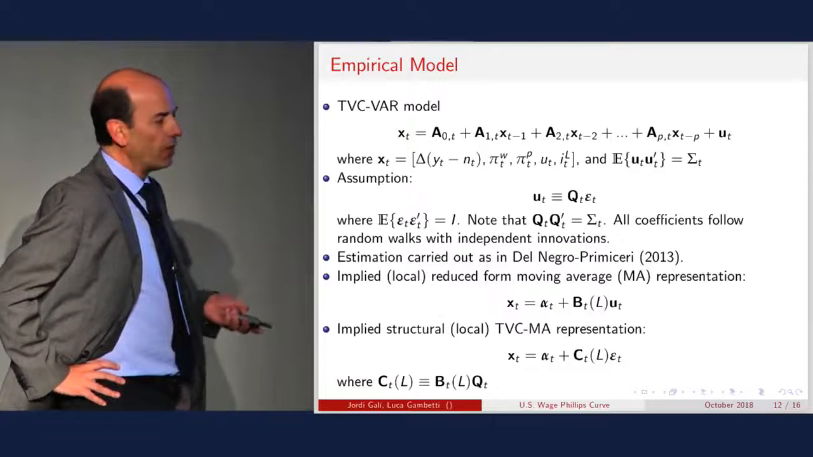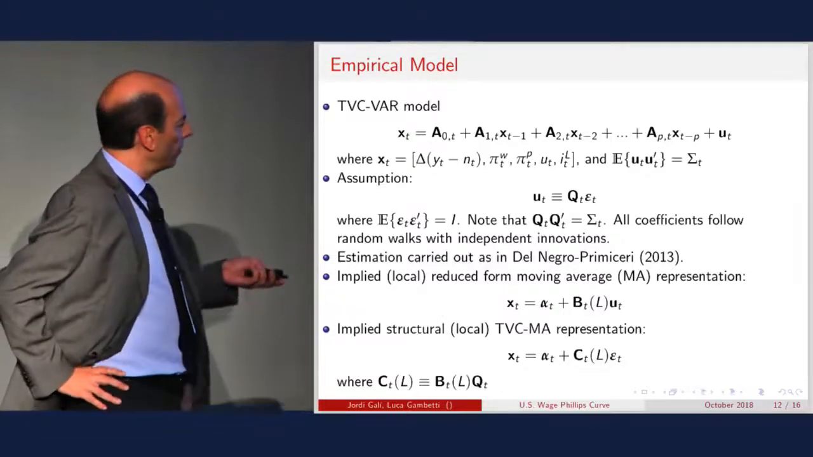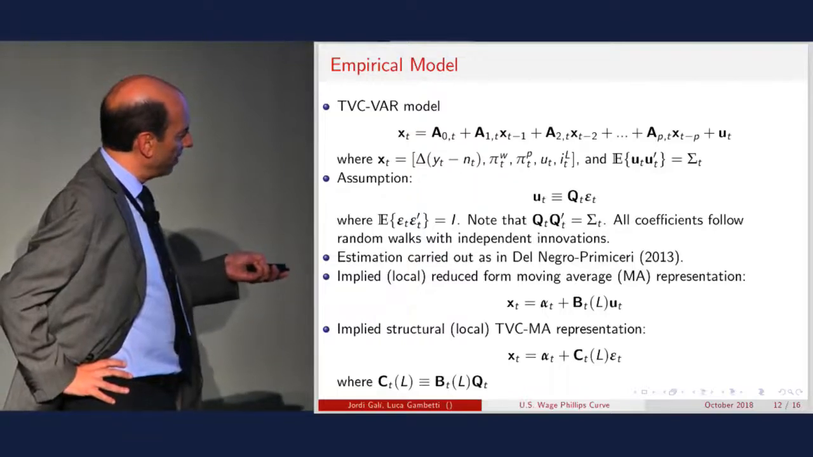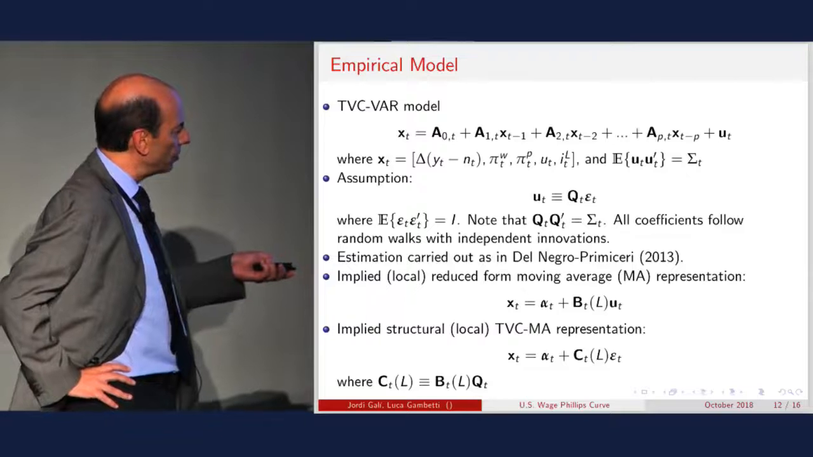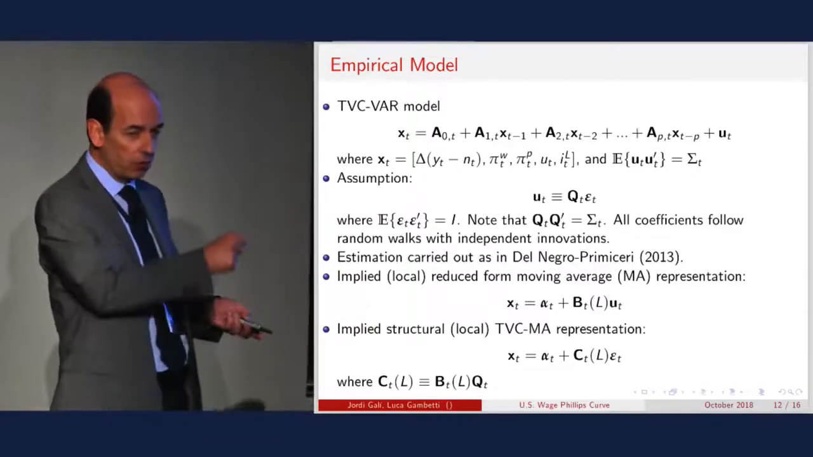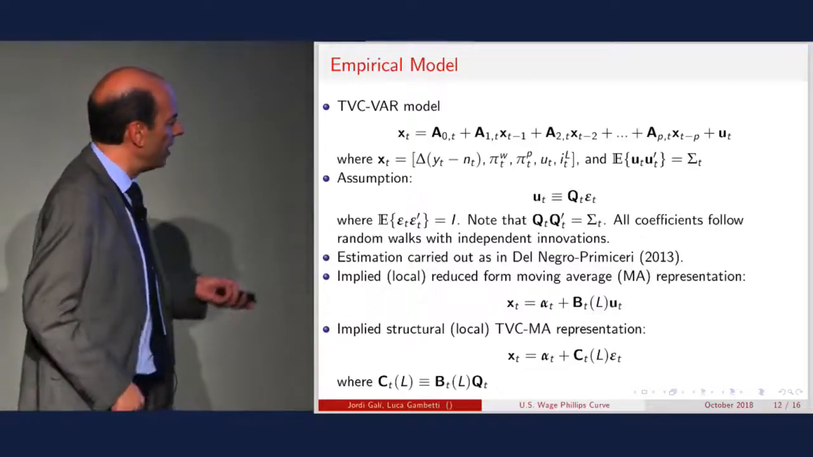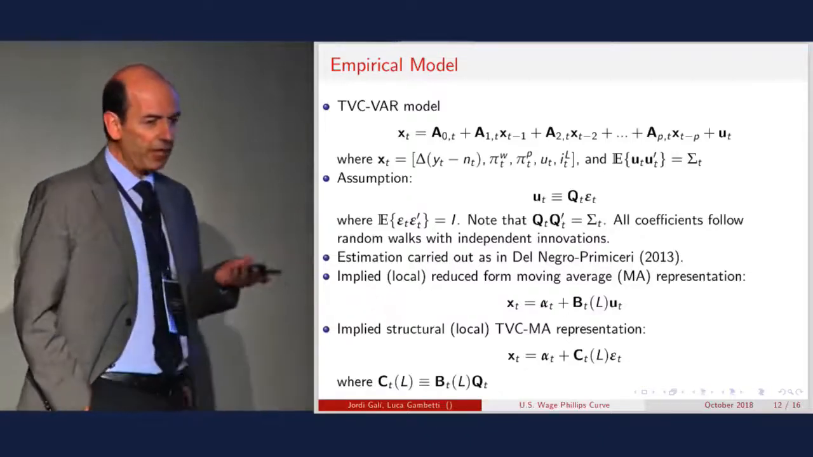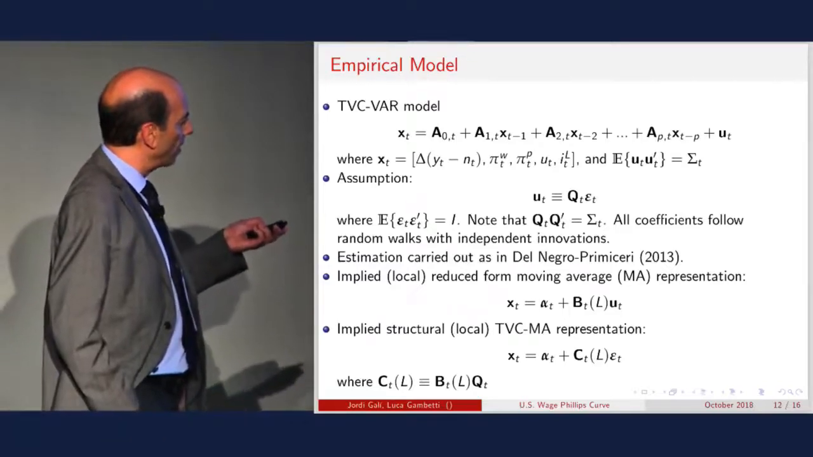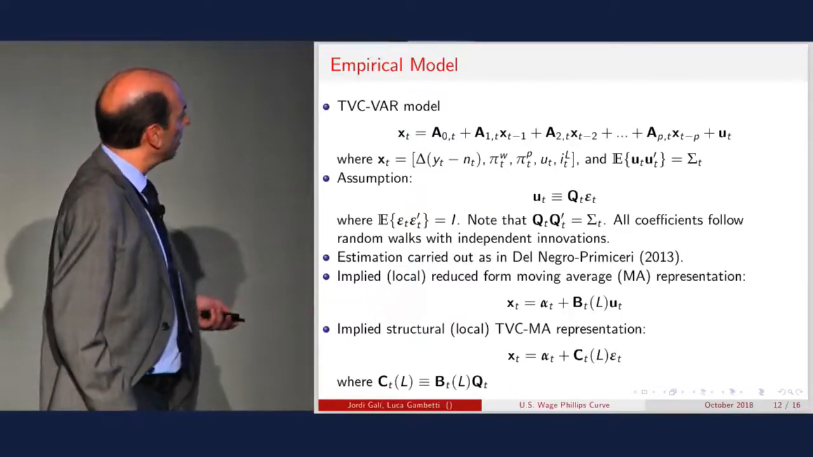Okay, so now what we need to do in order to estimate this C_t of L, which contains just the impulse responses to all the shocks, but with a time subscript, so we have an impulse response for each period, is to impose a number of identifying restrictions that allows us to recover this matrix Q_t. Okay, and what are those restrictions?